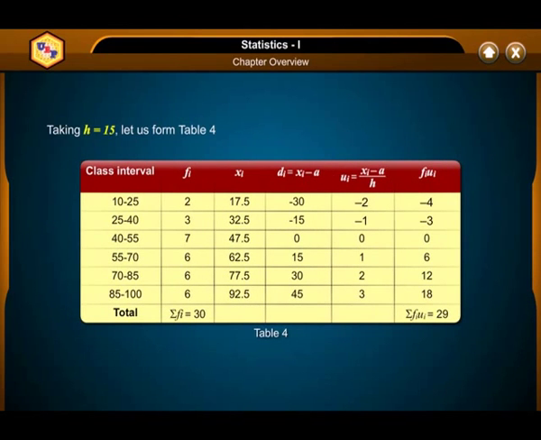Class interval, fi, xi, di equal to xi minus a, ui equal to xi minus a upon h, fi ui. 10 to 25, 2, 17.5, minus 30, minus 2, minus 4. 25 to 40, 3, 32.5, minus 15, minus 1, minus 3. 40 to 55, 7, 47.5, 0, 0, 0. 55 to 70, 6, 62.5, 15, 1, 6. 70 to 85, 6, 77.5, 30, 2, 12. 85 to 100, 6, 92.5, 45, 3, 18. Total: sigma fi equal to 30, sigma fi ui equal to 29.